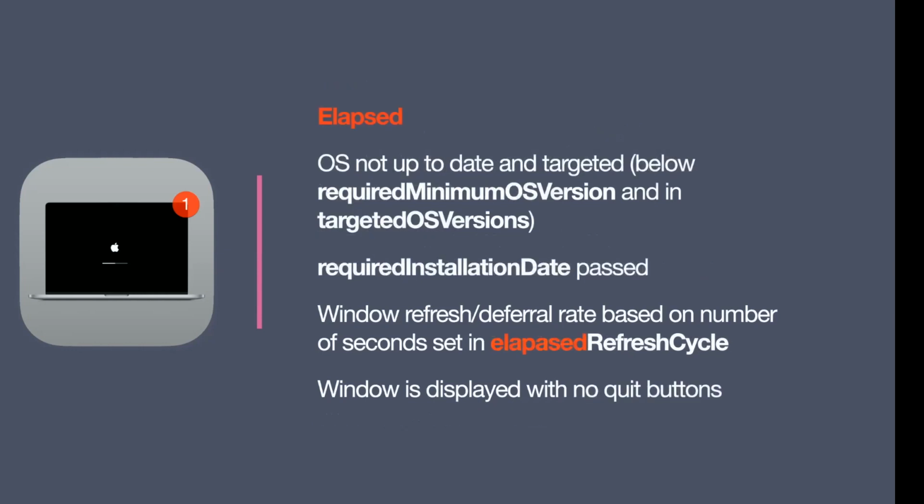Okay, and then finally, it's time to blow something up because we're at DEFCON 1 and Nudge is now elapsed. And so this means the installed version of macOS is below the minimum required OS version preference, and the required installation date has actually passed. It's gone. Now this window has no quit buttons, and it will refresh and increment its deferral count based on the number of seconds we set in a preference called elapse refresh cycle. Let's see what that looks like.